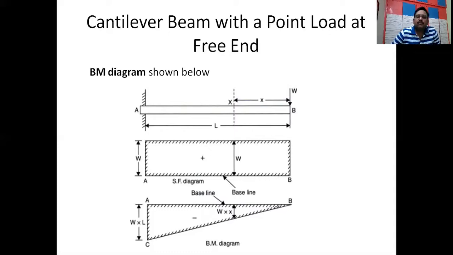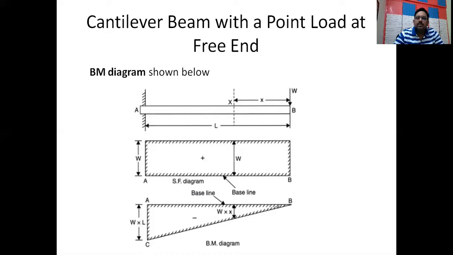So to draw a shear force and bending moment diagram, we have to draw like this. First of all, you have to draw the load diagram. Then you have to make calculations for shear force, and also for bending moment, and then you have to draw one below the other. So load diagram followed by shear force diagram followed by bending moment diagram, clearly indicating the baseline, whether it is positive or negative, and all these things. So this is a cantilever beam with a point load at its free end.